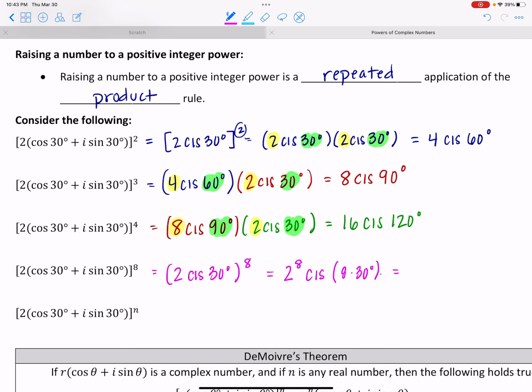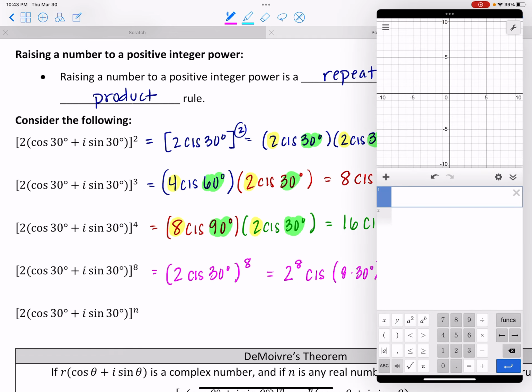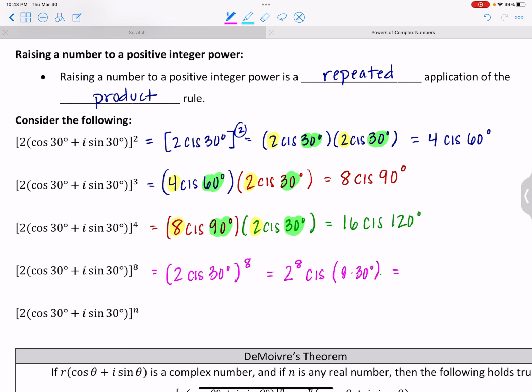So the result, 2 to the 8th power, that's a lot. Let me just use the calculator so I don't goof that up. 2 to the 8th power is 256. So 256. And then we're going to have cis 8 times 30, which is going to make 240 degrees.